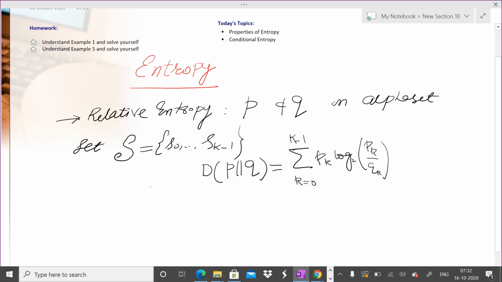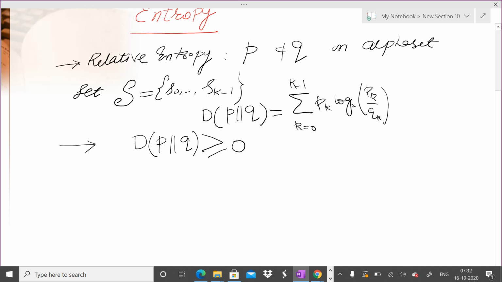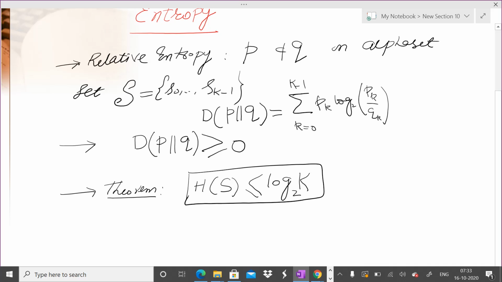Now we proved one important property, that relative entropy is always non-negative. Today we will use this important property to prove another property of entropy. Here is one small theorem: the entropy of a source is upper bounded by the logarithm of the size of this set. How many elements are there? Log of k.